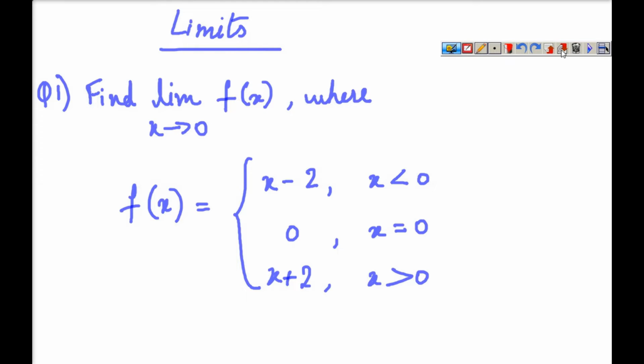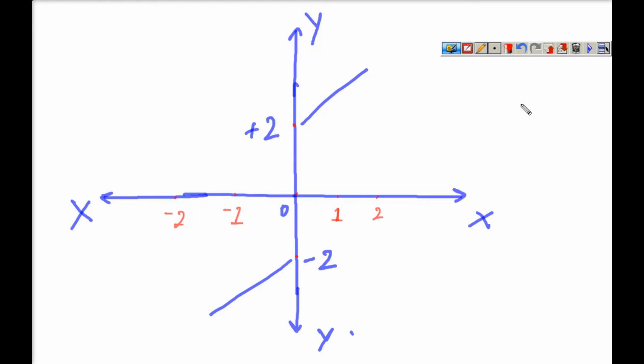So let's see how the graph of this function looks. It looks something like this. Notice here that when x is greater than 0, let's say x is 1, the value of the function was given as x plus 2. So that is 1 plus 2, that will be 3, right? So it will be somewhere here. Here you can see this is the value of the function when x is equal to 1. Similarly, when x is equal to 2, the value of the function will be 4, so it will be somewhere here.